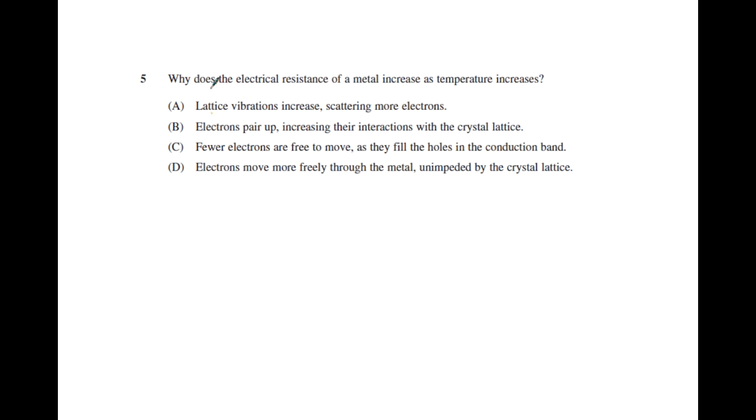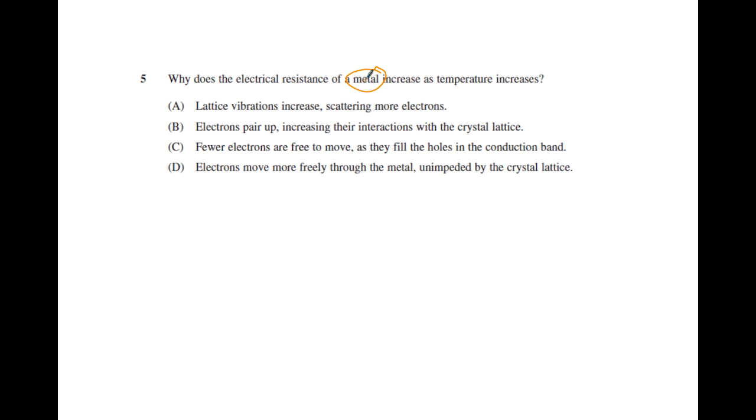Okay, so let's analyze the question. Why does the electrical resistance of a metal increase as temperature increases? Okay, we're talking about metals here. We're not talking about semiconductors. We're not talking about insulators. So therefore, as a result, we are not interested in anything to do with semiconductors.